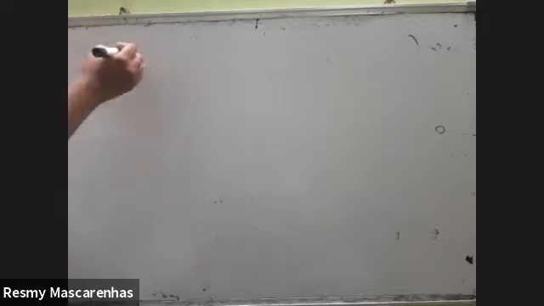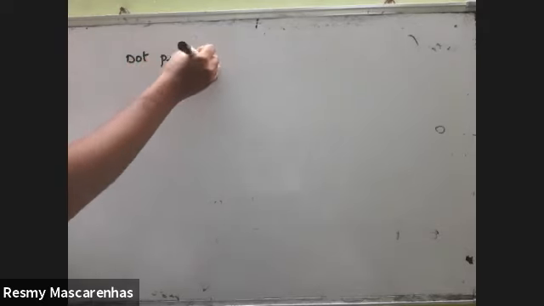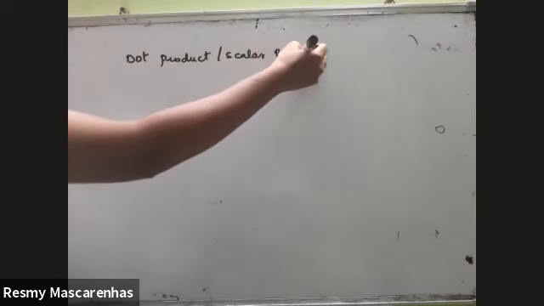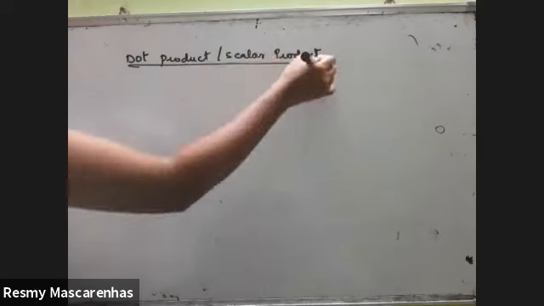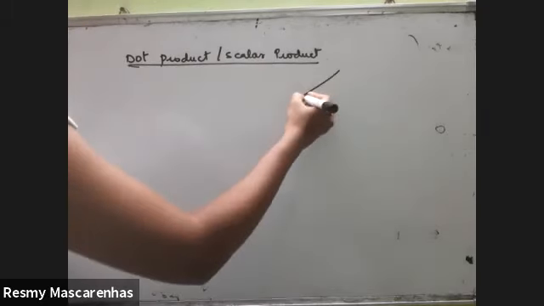In the previous class, we saw the dot product, which is also called the scalar product. It's nothing but multiplication of two vectors. We can multiply them in two different ways, one using dot and one using cross. So we are still doing the dot product.